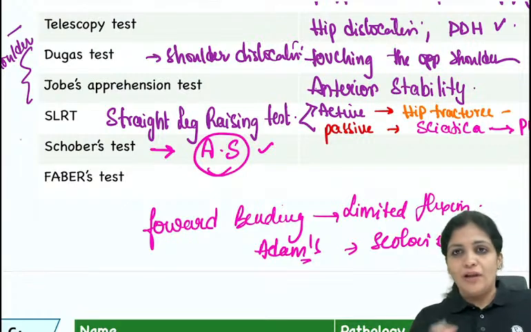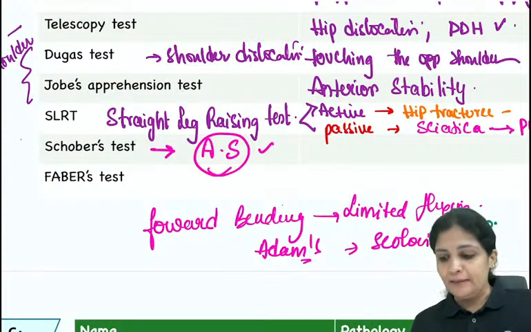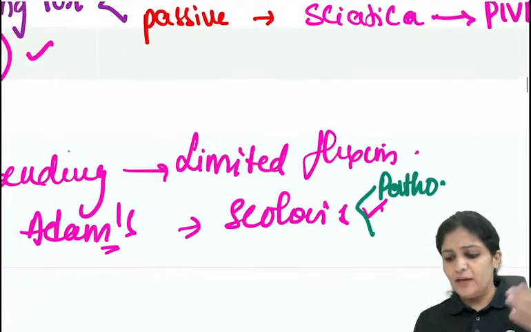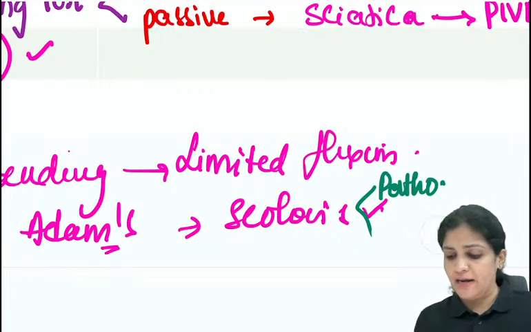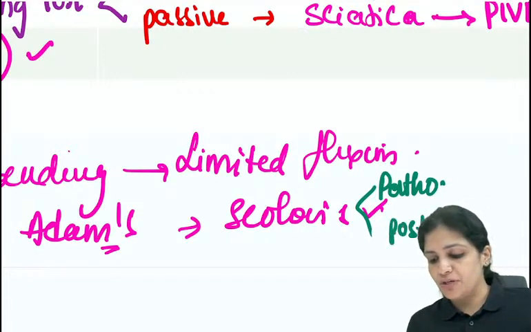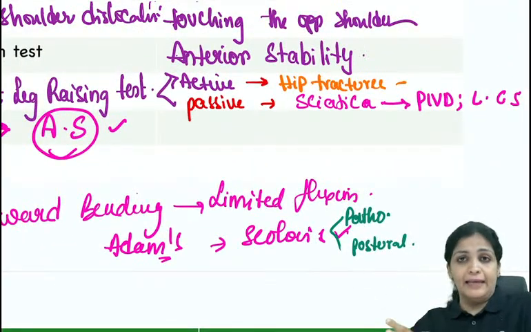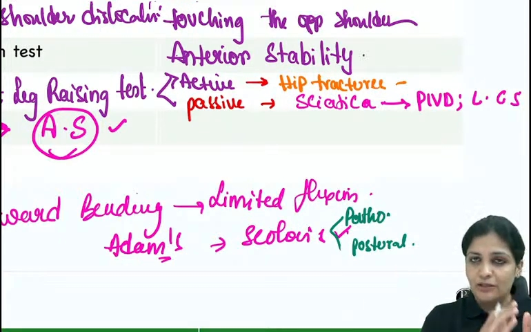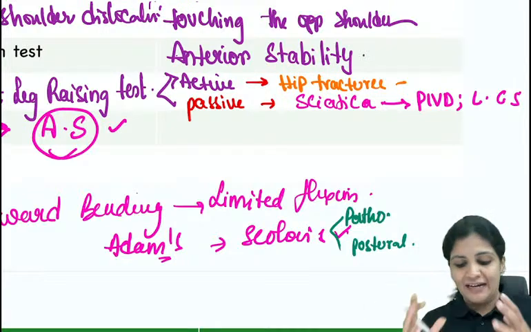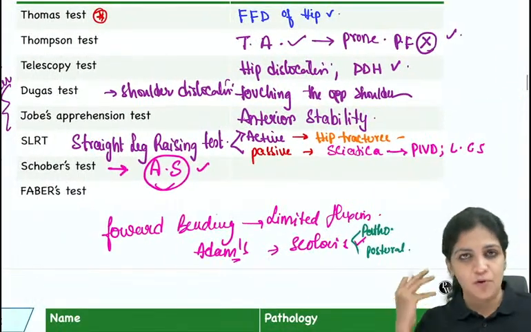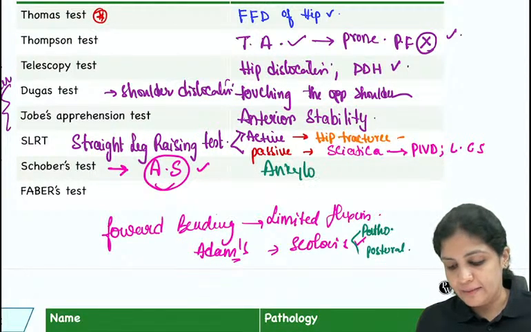Scoliosis. So now you will identify the difference between pathological or structural scoliosis and postural scoliosis, right? Postural scoliosis means because of some problem in another area, the spine is showing this scoliosis. Pathological or structural scoliosis is where there is a direct defect in the spine itself. So that is the Adams forward bending test, and the Schober's test is for your ankylosing spondylitis.